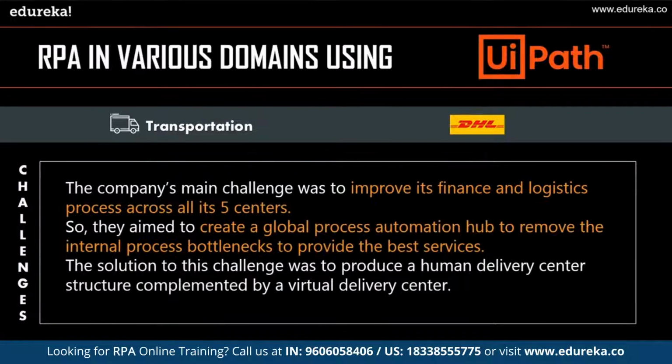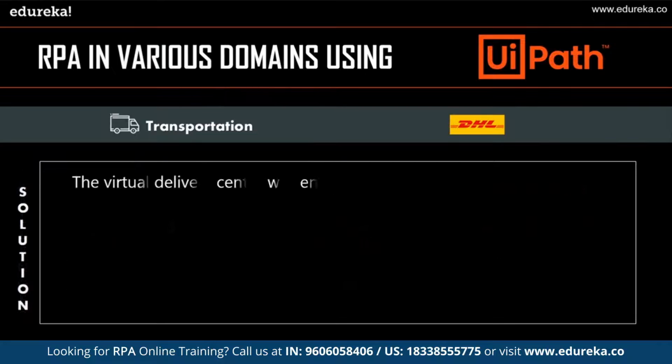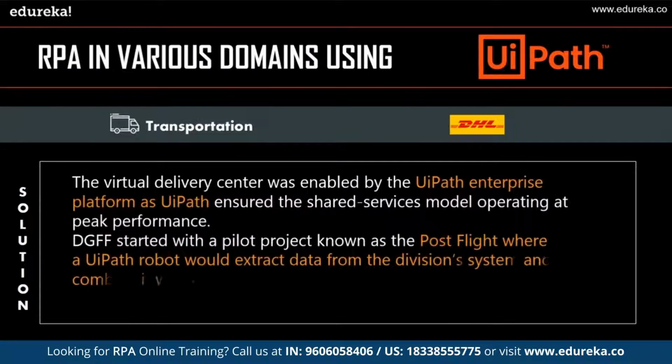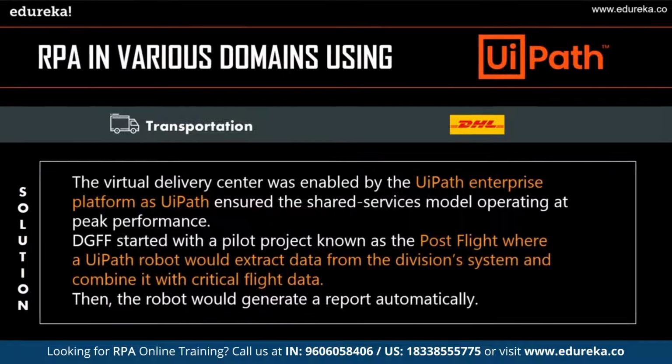The solution to this challenge was to come up with a human delivery center structure complemented by a virtual delivery center. So, to enable the virtual delivery center, the company chose UiPath's enterprise platform as UiPath ensured the shared services model operating at peak performance. DGFF started with a pilot project known as the Post, where a UiPath robot would extract data from the division system and combine it with critical flight data.